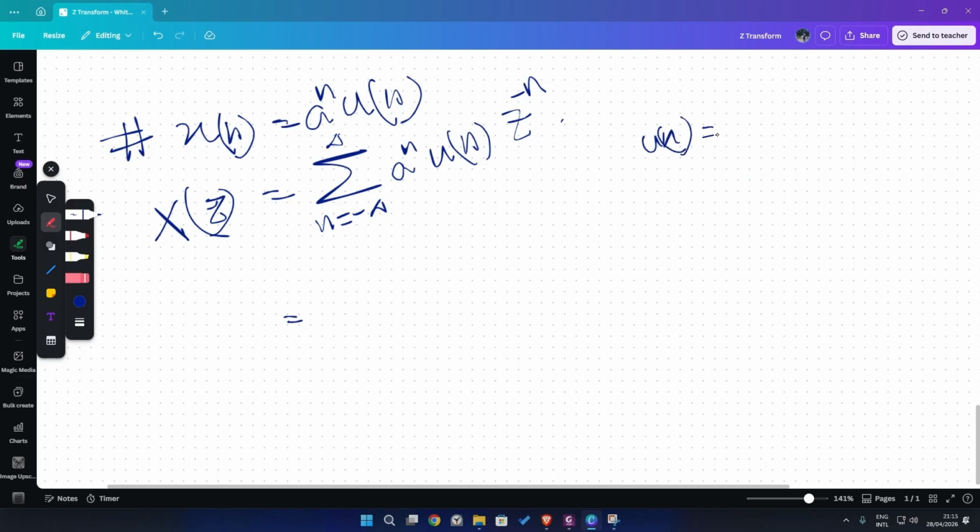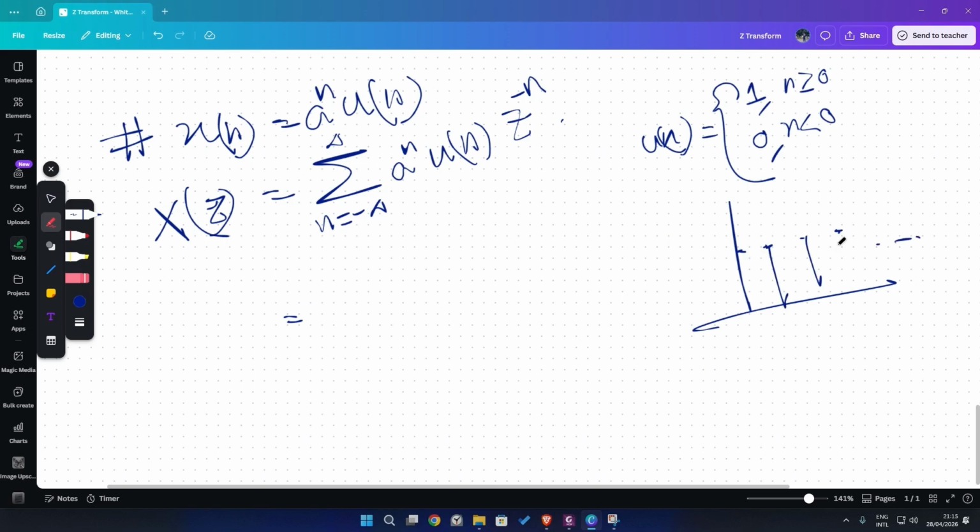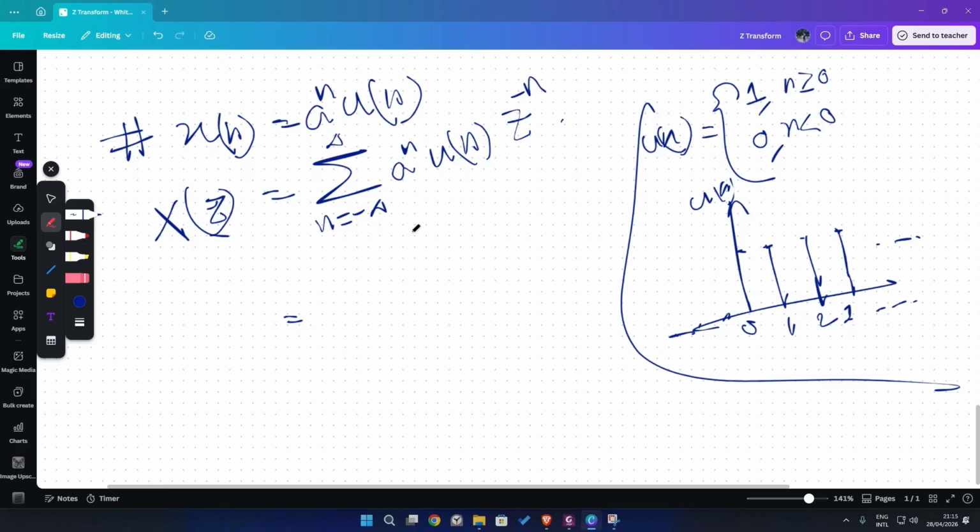The unit function is generally represented as 1 when n is equal to or greater than 0 and 0 when n is less than 0. The graph will be simply 1, 1, 1, 1, dot dot dot at 0, 1, 2, 3, and for the negative part, the value will be 0. So here we are considering n equal to 0 to infinity a to the power n. For this range, the value of u of n is simply 1.